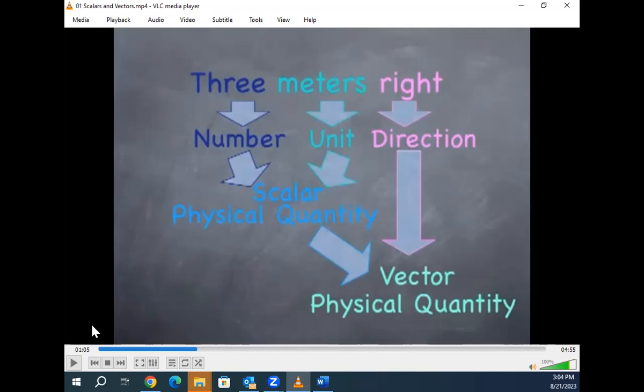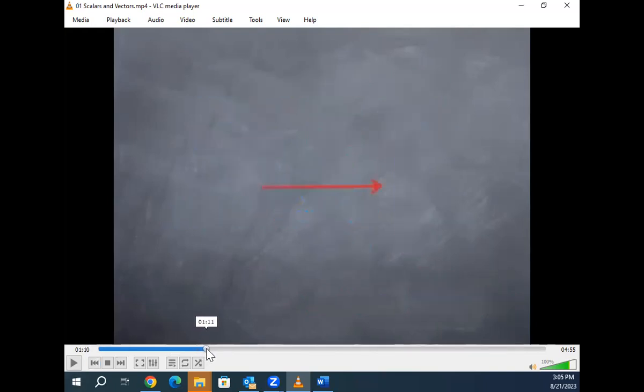Okay, let's do some examples here. We're just going to start off in one dimension.